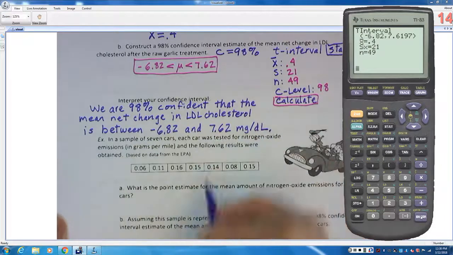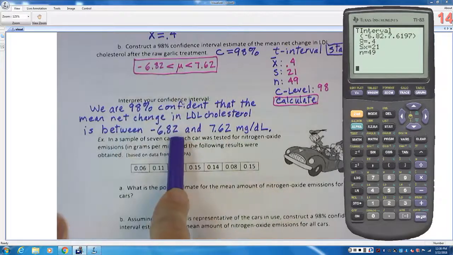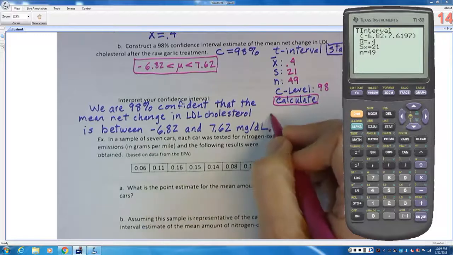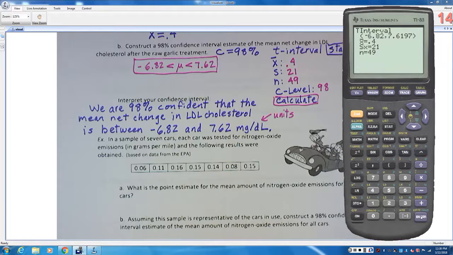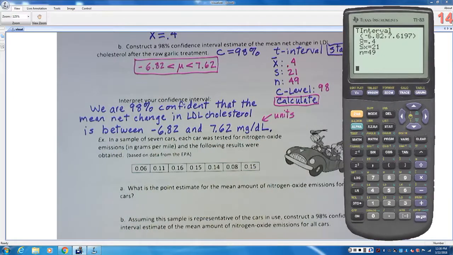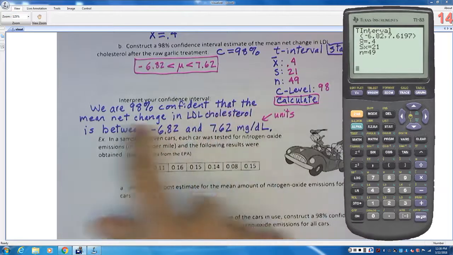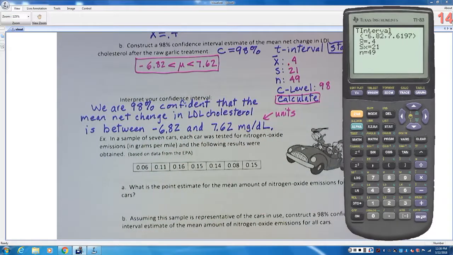This is words. So don't just save a step and put this box right here with the symbol, because that's not words and it doesn't have the units. You want units here. For means, there are going to be units. For proportions, it's going to be percent. You don't just grab this and put it here and save a step. So we say we are blank percent confident, and then we write it in terms of the problem, and it is between, and we put the two limits. Okay? Any questions?